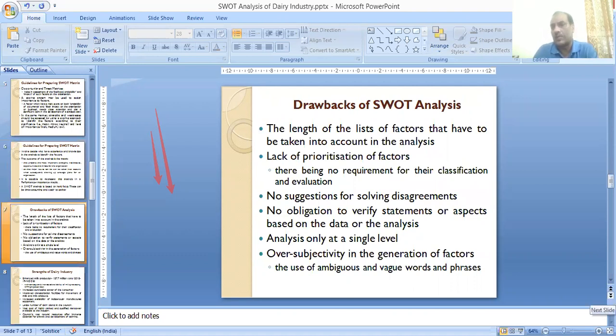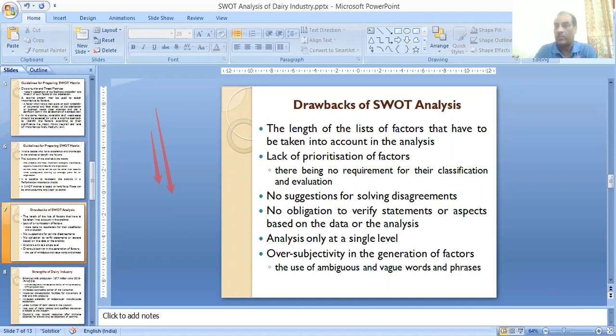Then the SWOT matrix also has certain drawbacks. Although it has a very important effect on strategic planning, because it provides a base for preparing a strategic plan, it has certain drawbacks also. And one is the length of the list of factors that have to be taken into account in the analysis. When we go for making a SWOT analysis for an industry, you know the industry is very vast. There are different kinds of activities, n number of stakeholders, n number of activities, and considering all those, it becomes very exhaustive. It gives a very exhaustive list of factors, which is very difficult to handle. So this is one of the drawbacks.